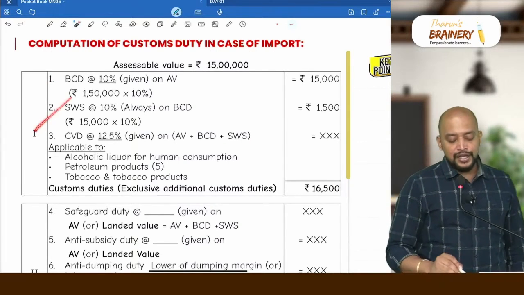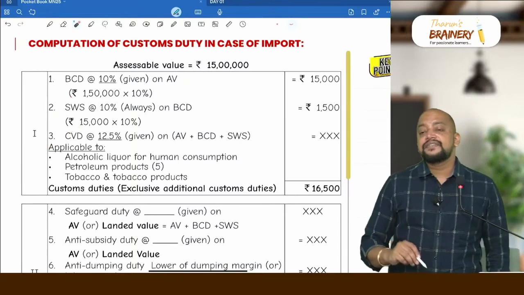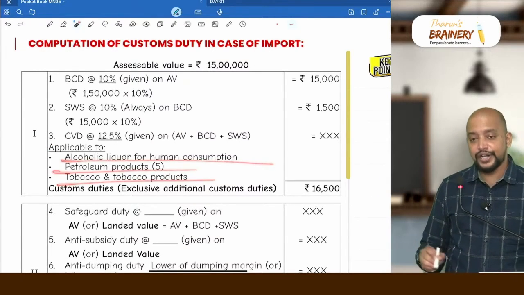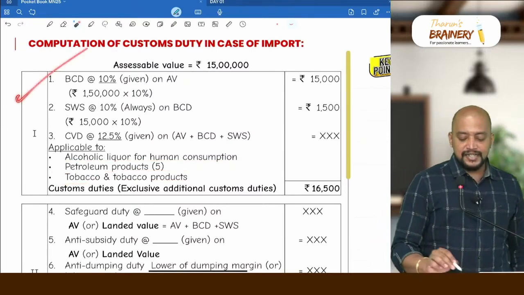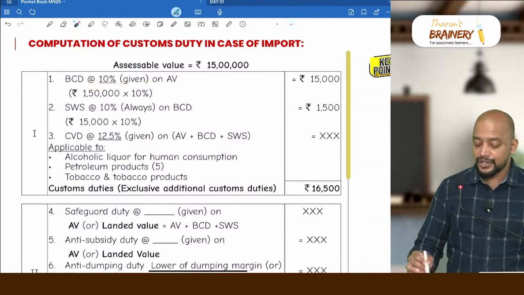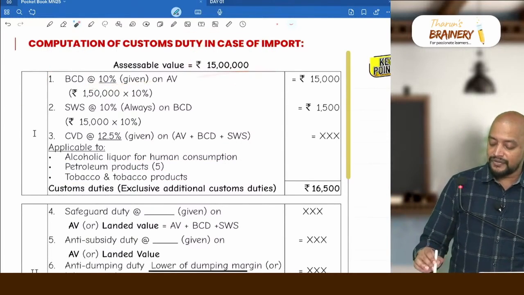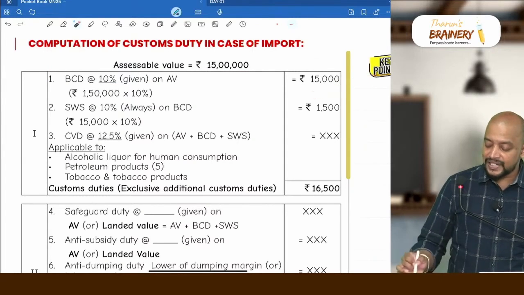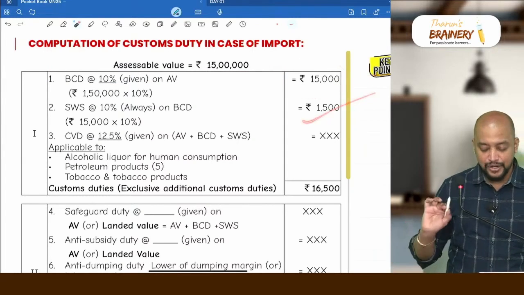Basic customs duty, social welfare surcharge, CVD. CVD is applicable only for 3 goods: alcoholic liquor for human consumption, petroleum products, tobacco and tobacco products. Basic customs duty 10%, that will be given in the question. It will be on assessable value. Assessable value 15 lakhs into 10%, that will be 15,000. Then social welfare surcharge will be 15,000 into 10%, 1,500.